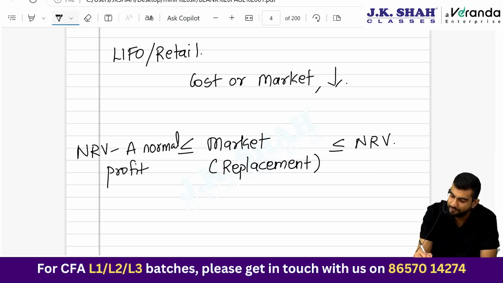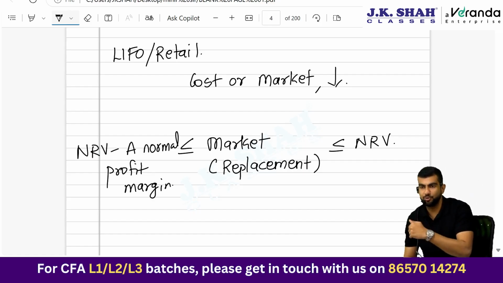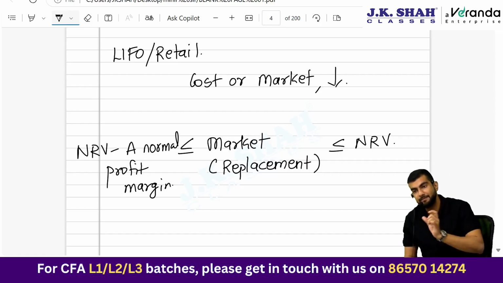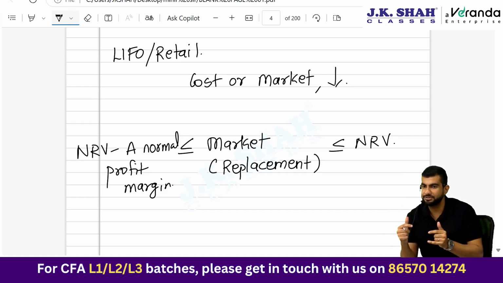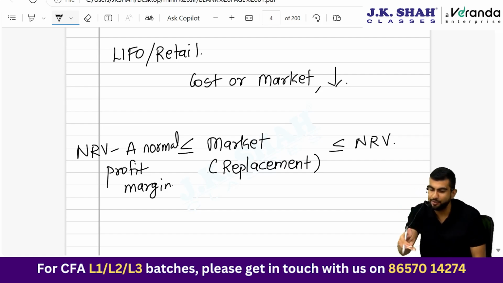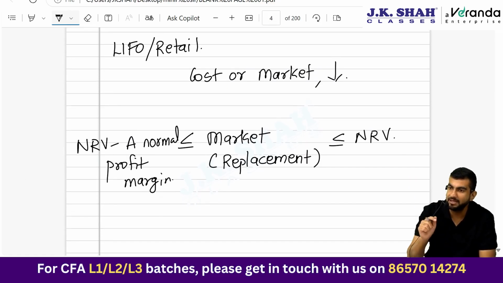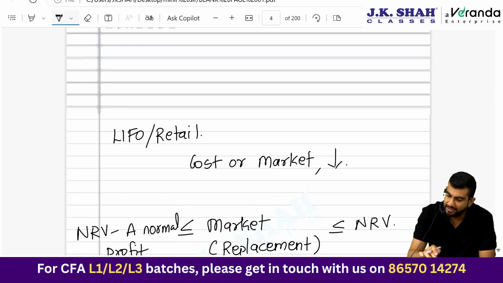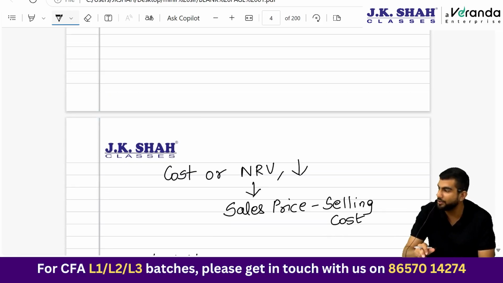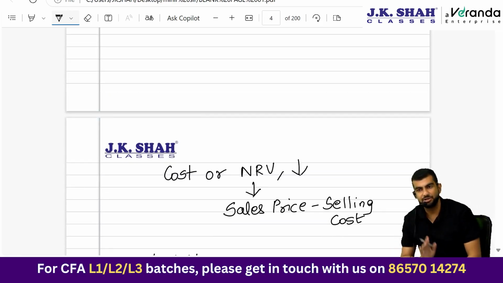What if the replacement cost exceeds the upper range? Do I let it exceed? No, I have to cap it at the upper range. What if replacement cost goes below the lower range? Do I let it go? No, I have to floor it at the lower range. What if replacement cost is in between the two values? I take it as it is. So that is how market is determined, and of cost or market, whichever is lower, at that price the inventory will be recorded on the balance sheet. In US GAAP, if you are following any method other than LIFO or retail, then it's the same as IFRS. You record it at cost or NRV, whichever is lower.